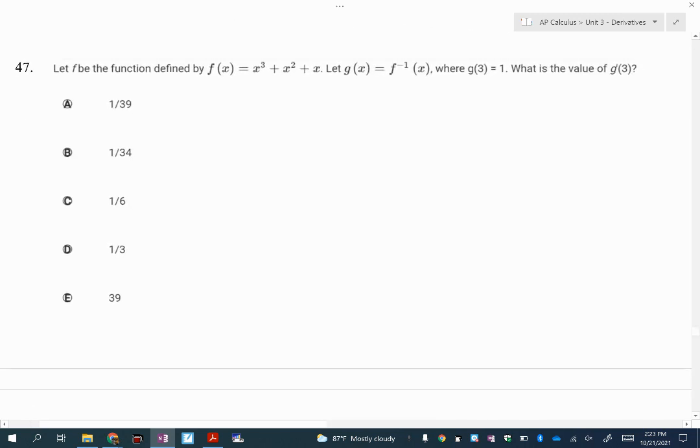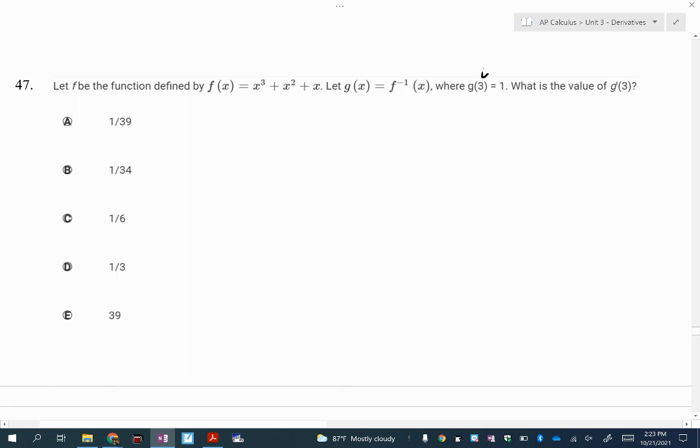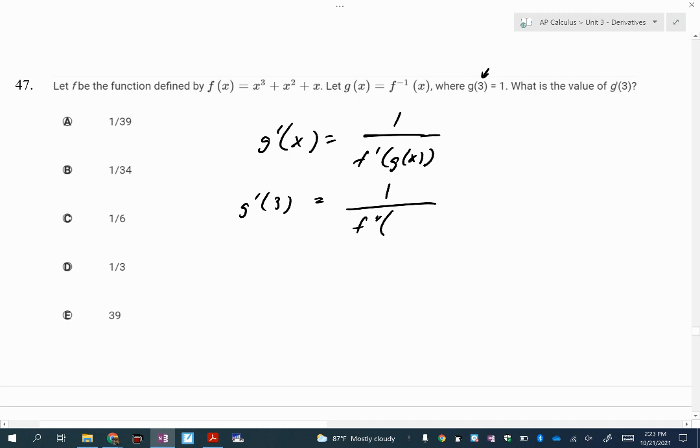47. We have the function f of x, and it's telling us that g of x is the inverse. So again, we have this same thing here, but I think it's going to help us out because they gave us g of 3 this time. So a little bit simpler. I'm going to do g prime of x, which is 1 over f prime of g of x. So that's going to be 1 over f prime, because we're going to plug in 3 when you see x, f prime of g of 3.